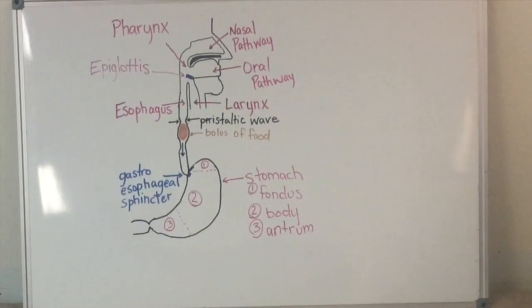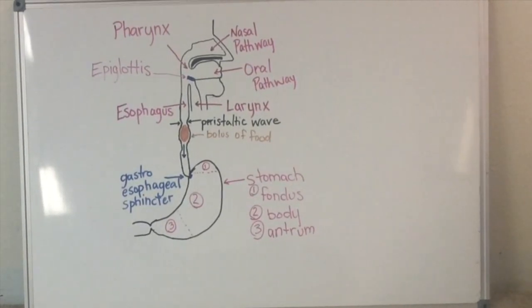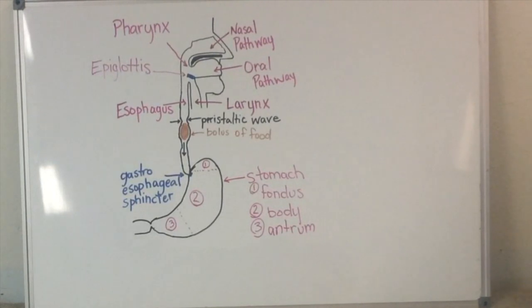From the esophagus, the bolus of food enters into the stomach, which is a J-shaped chamber between the esophagus and the small intestine. The entire time that it takes a food bolus to enter from the esophagus to the stomach is 6 to 10 seconds.